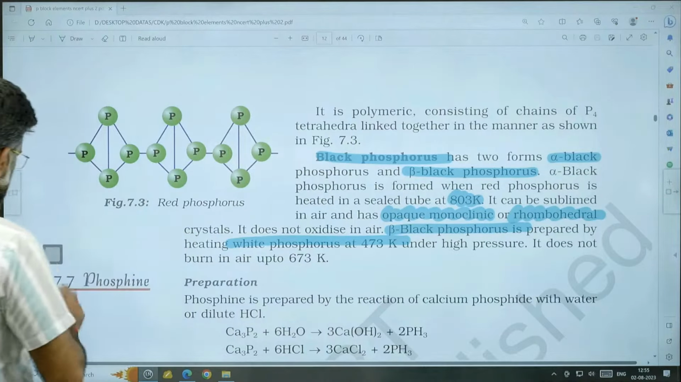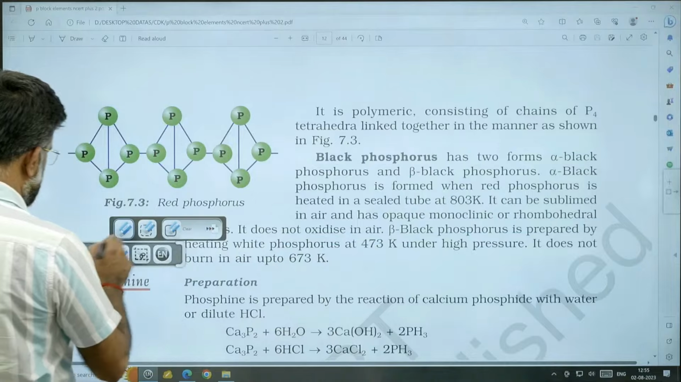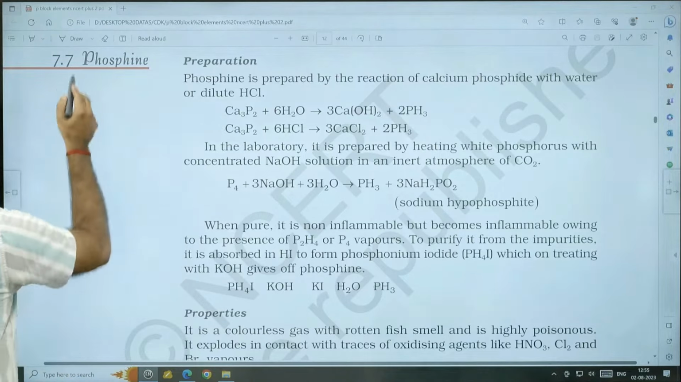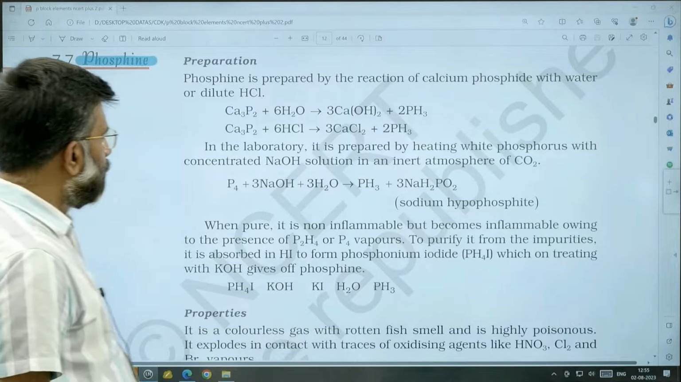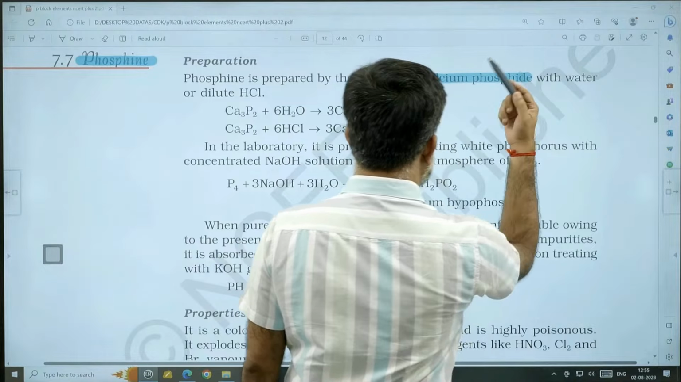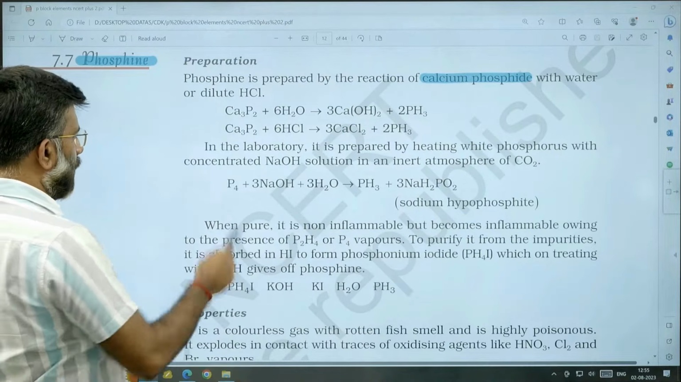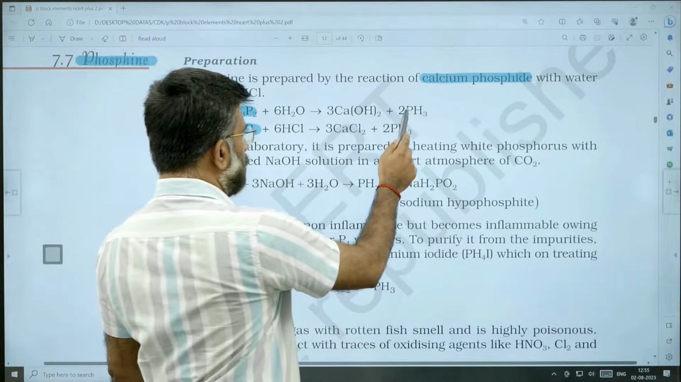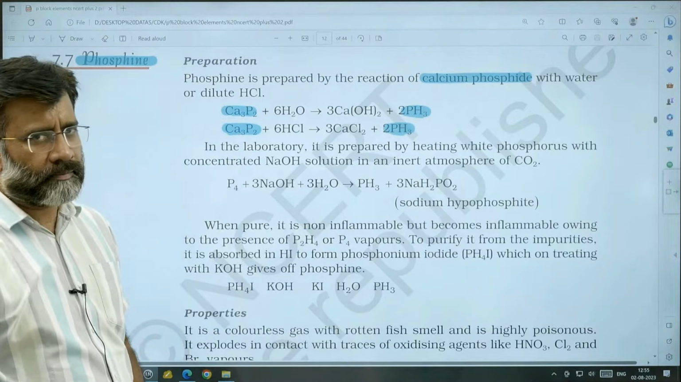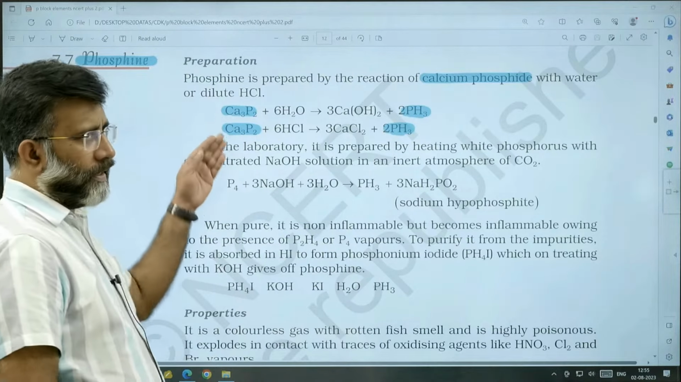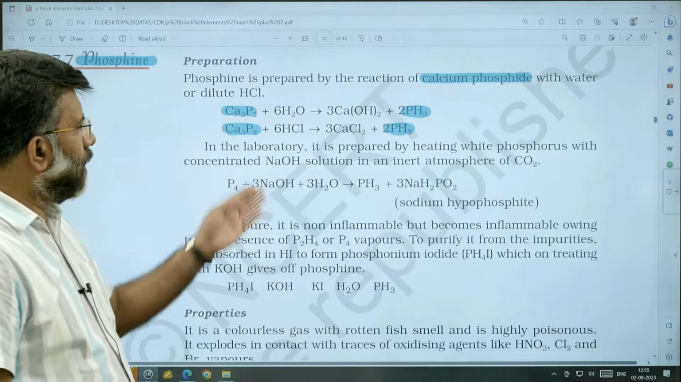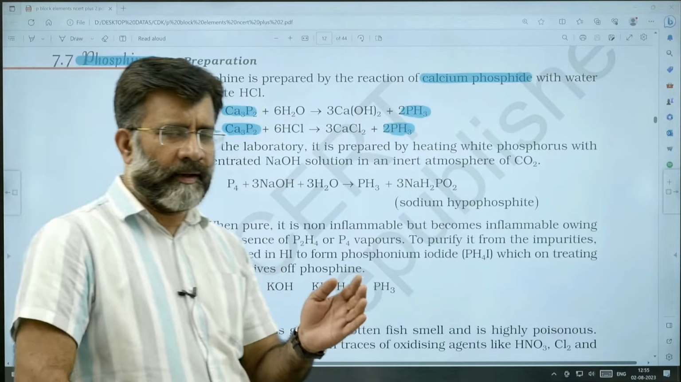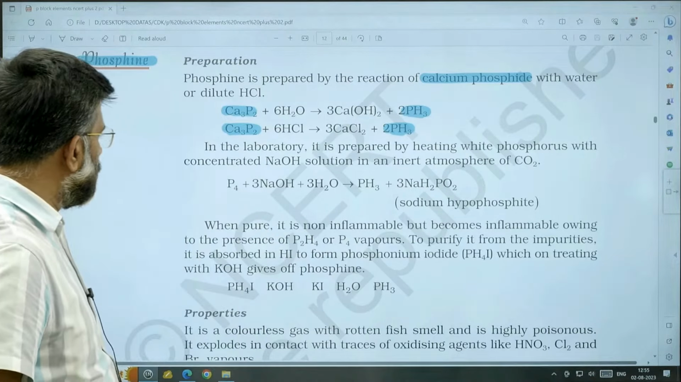Next is a talk on a very important compound of phosphorus, phosphine. Phosphine is prepared by the reaction of calcium phosphide with water or acid. Calcium phosphide reacting with water or acid, you get phosphine gas. Calcium phosphide has phosphorus in the 3 minus state. Phosphine is also phosphorus in the 3 minus state. There is no change in the oxidation state, as it is a hydrolysis reaction.